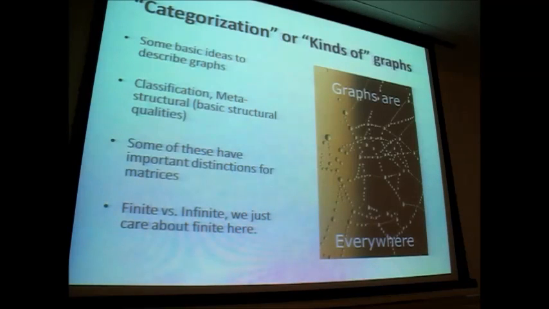So I'm going to talk about a lot of graph theory related ideas, and these next few slides are, if you're going to come away with anything from this talk, probably the most basic and interesting things to give you a way to think about graphs at a higher level. I don't know what to call them. I call them categorization or metastructural or basic structural qualities. And then just a little side note, we'll look at some matrices, and some of these ideas actually affect how matrices are formed on graphs. And another thing is we're only dealing with finite graphs here, so no infinite graphs.